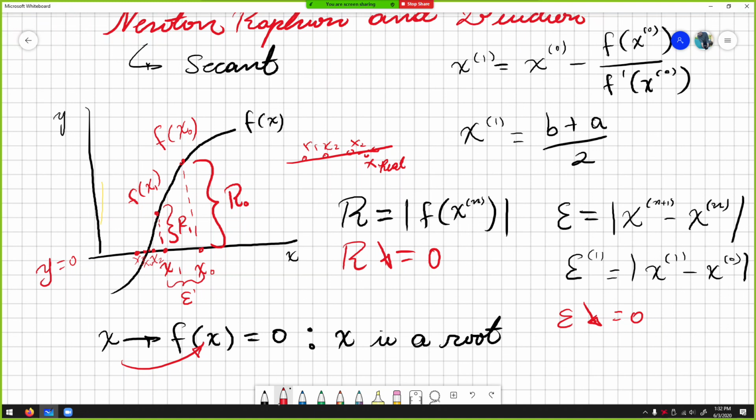In the same manner, as I am approaching the solution, that x root, the magnitude of the evaluation of the function, because of the behavior of a function as I approach that root, should also go to 0. So these two ideas, residual and epsilon, are the same formulas for all of those three methods, be it Newton-Raphson, bisection, or the secant method.